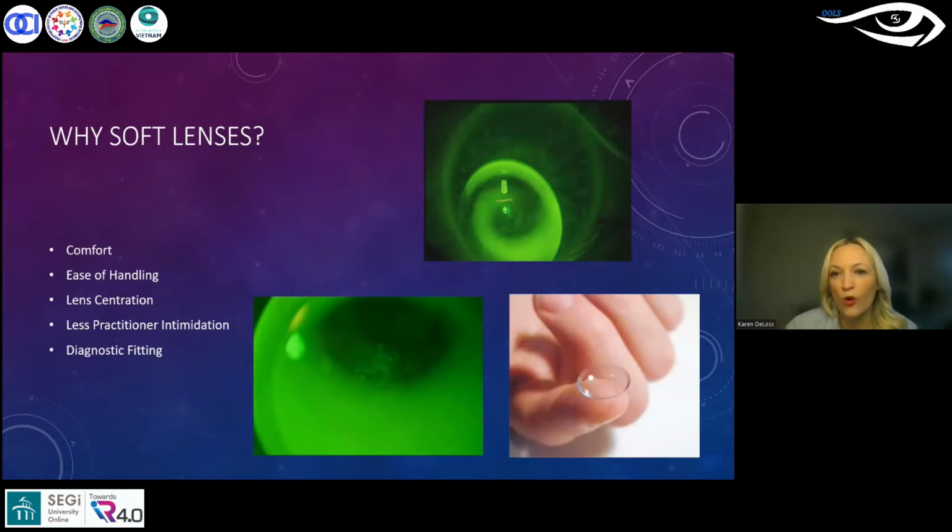They're comfortable. They're more comfortable for the patient versus a gas permeable lens. Ease of handling, lens centration is usually going to be pretty good for those mild patients. You can do a diagnostic fitting in office, and there's less intimidation from a practitioner point of view because the patients are going to tolerate the lenses usually almost immediately. Some of the soft lenses are going to be a little bit thicker, so you do need to let the patient know that it's common for them to be able to feel those lenses.